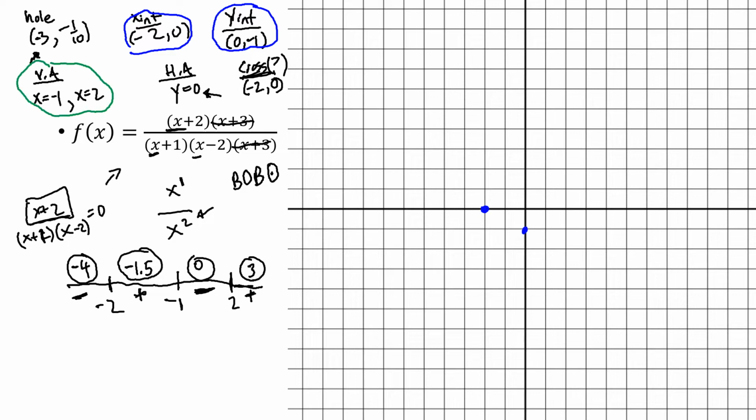Next, our vertical asymptote is at x equals negative 1. So we're going to put a vertical asymptote through negative 1, and also a vertical asymptote through positive 2, where x is positive 2.